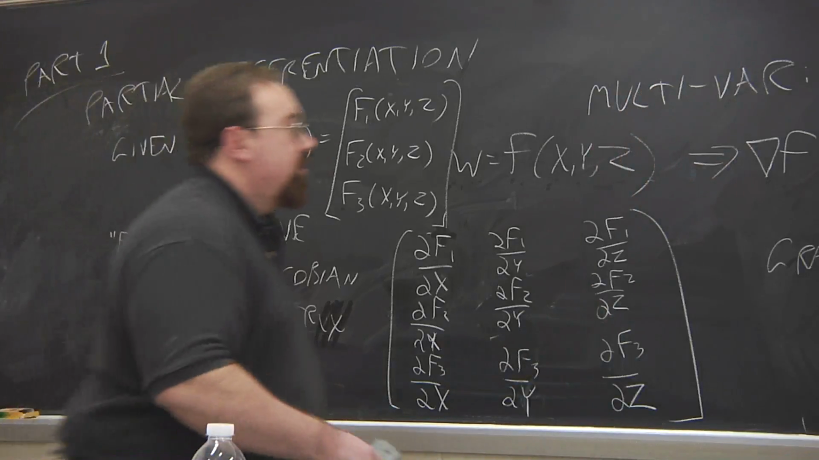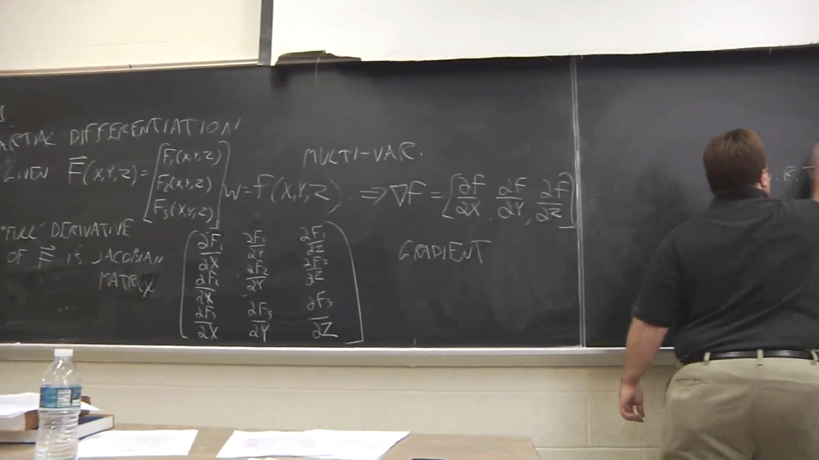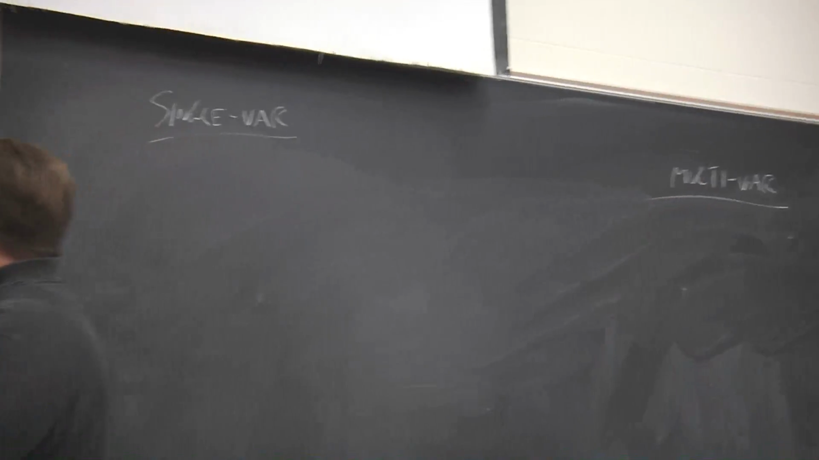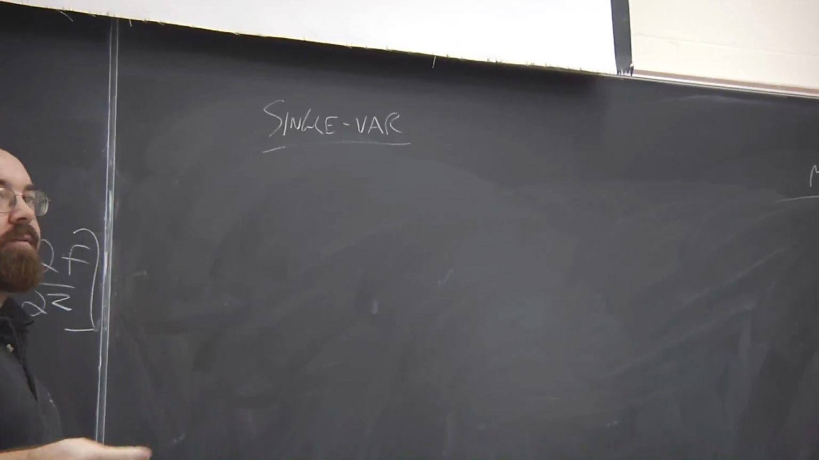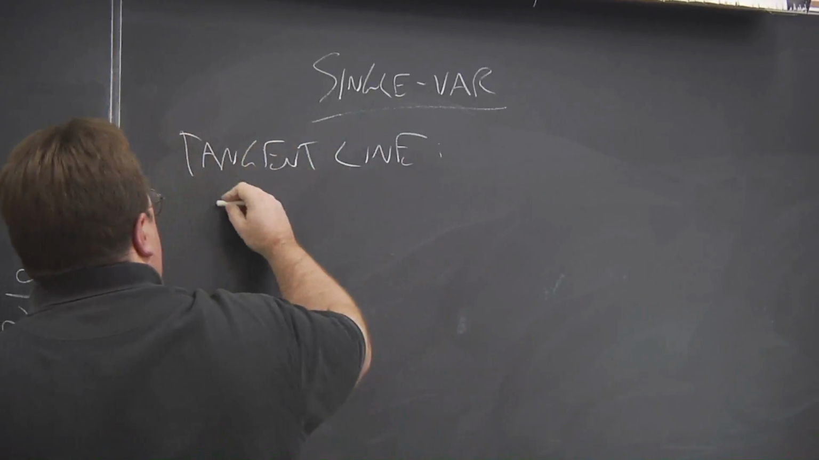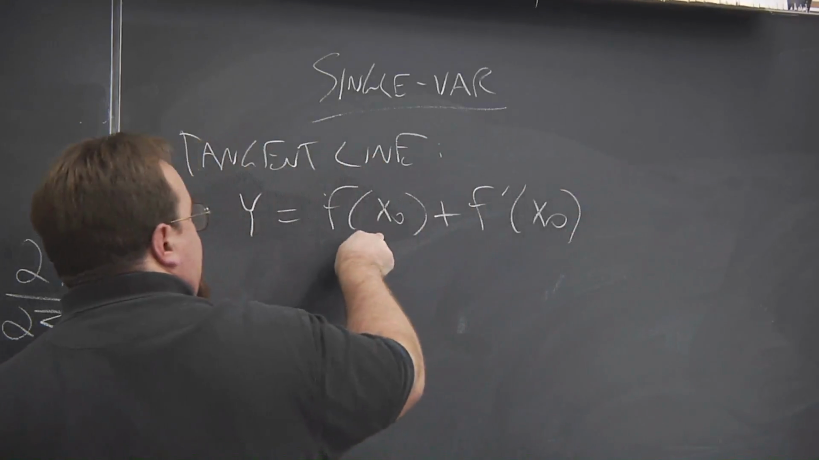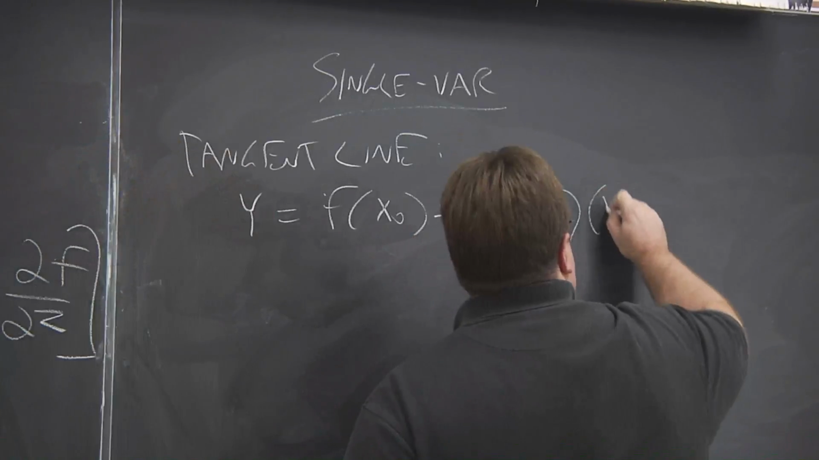Here are some things that you are familiar with from single variable calculus that you're going to generalize to the multivariable case. In the single variable case, one thing that you would have dealt with back in probably 167 is coming up with the equation of a tangent line. It would look like this. It would involve the value of a function at a point, x naught, and the value of its derivative at that same point.